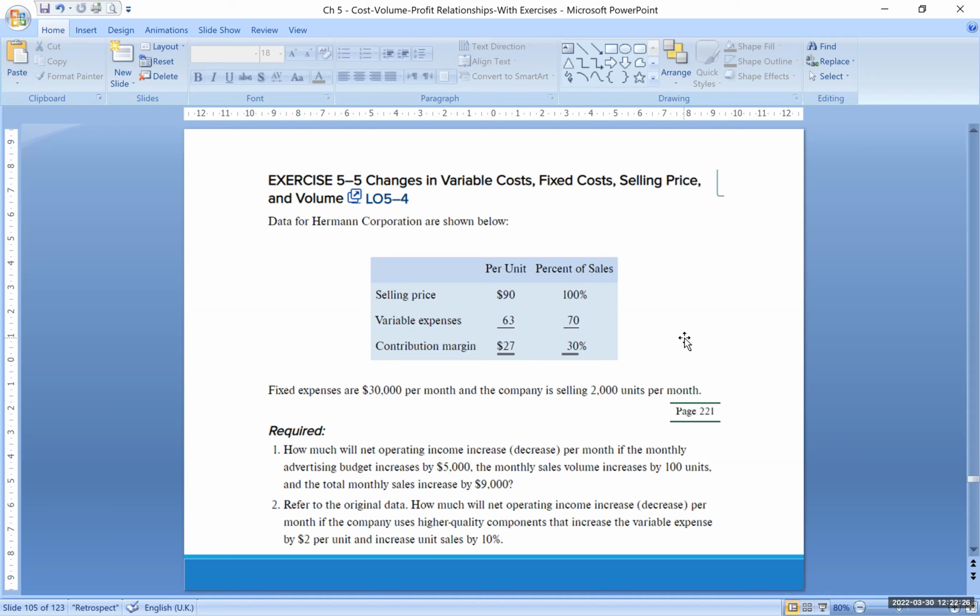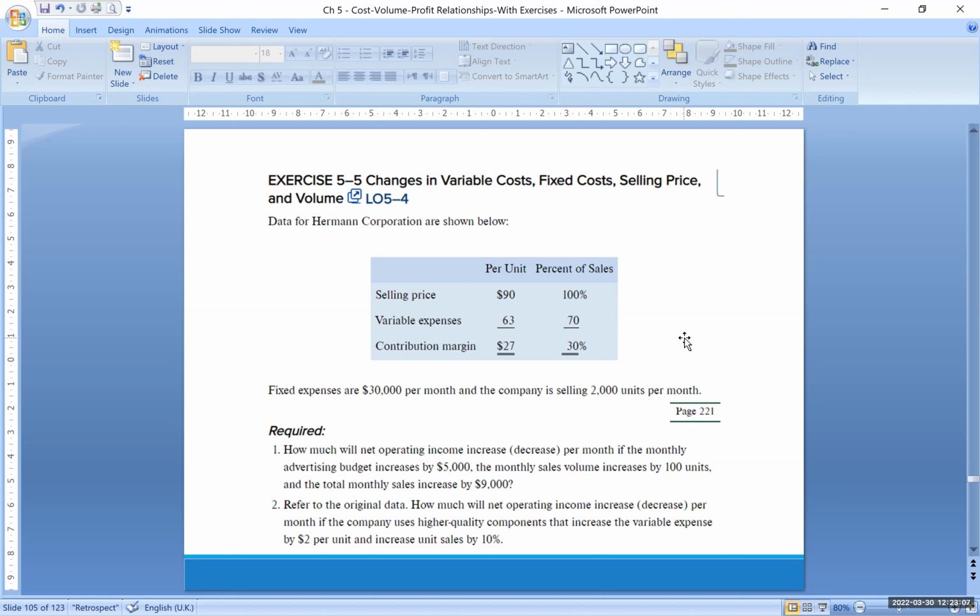Interesting. So we need to... variable expenses will be increased by $2. So it will be what? Instead of 63, it will be 65, right? And per unit, and increased unit sales by 10%. Unit sales means what? 2,000 to 2,200. This is the 10%. We have a shortcut also. We have a shortcut.